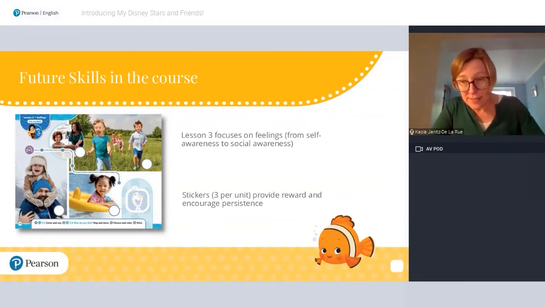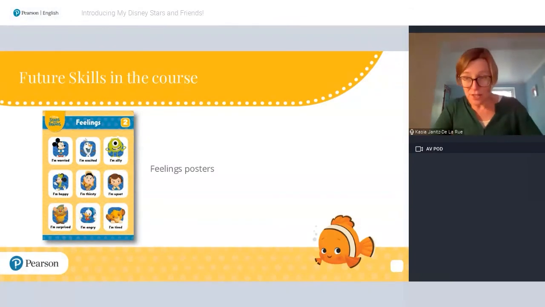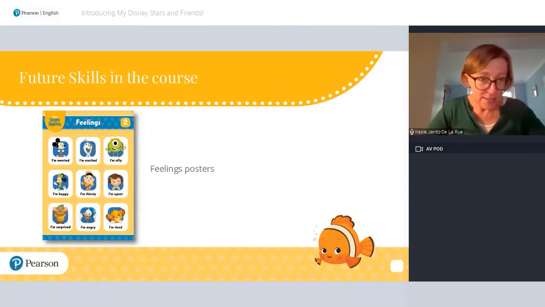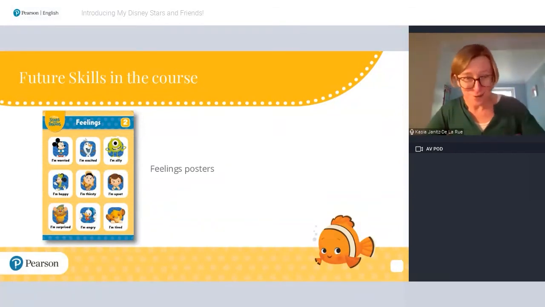But all of these stickers come together also on a poster. I mentioned at the beginning that one of the components you have is a poster. And there is a poster related to feelings per level. So this poster for level 2 brings together all the feelings that the children have learned throughout the level. And you can see that in unit 2, we have Olaf and I'm excited.